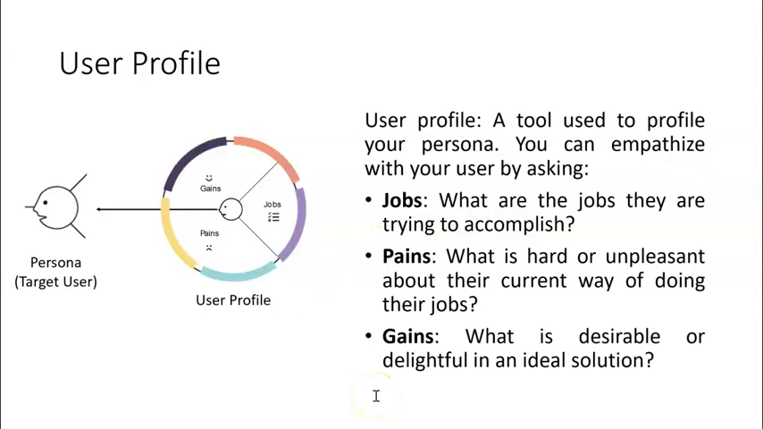This circle over here represents the user profile. A user profile is a tool that is used to profile your target user or your persona, the one that is experiencing the problem. You can empathize with your user by asking, first, their jobs or jobs to be done. What are the jobs they are trying to accomplish? Next is the pains. What is hard or unpleasant about their current way of doing their jobs? And finally, the gains. What is desirable or delightful in an ideal solution?